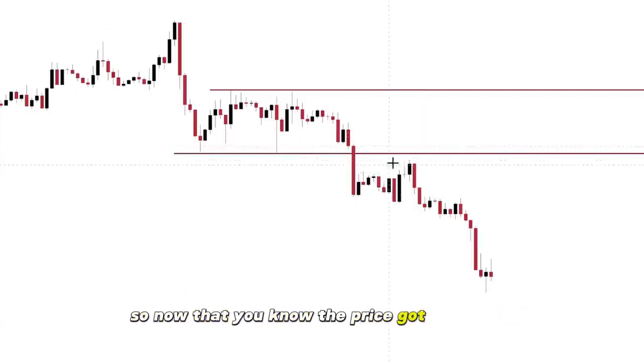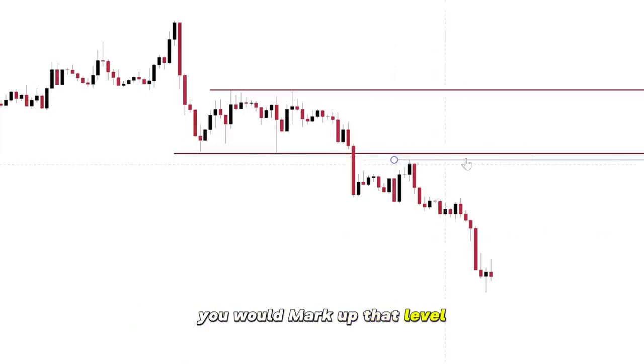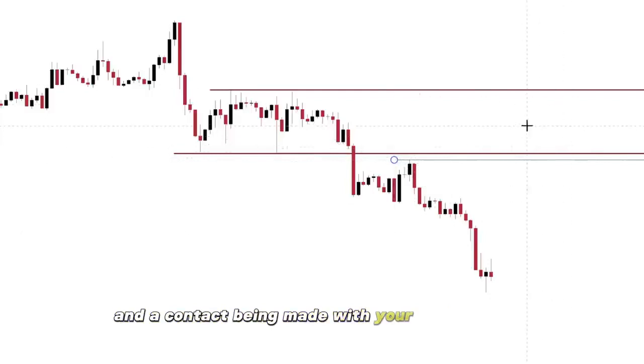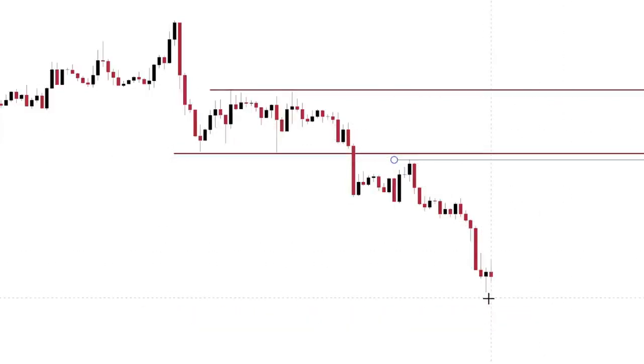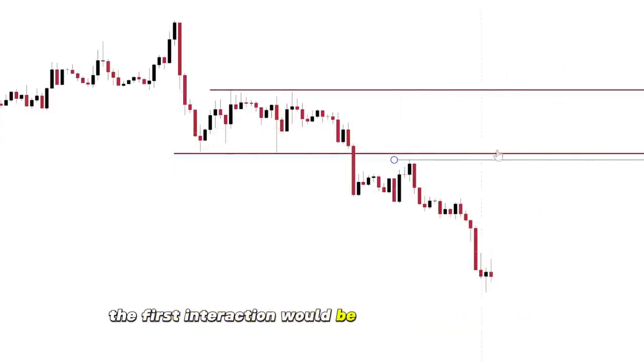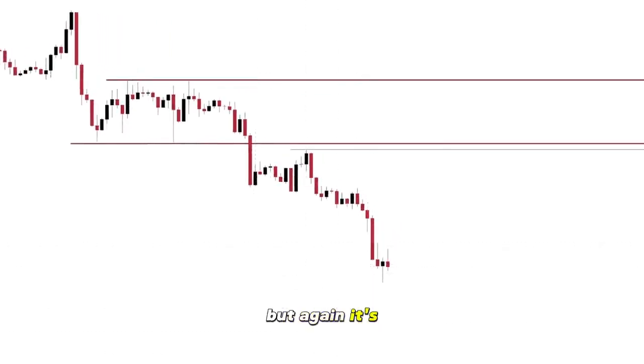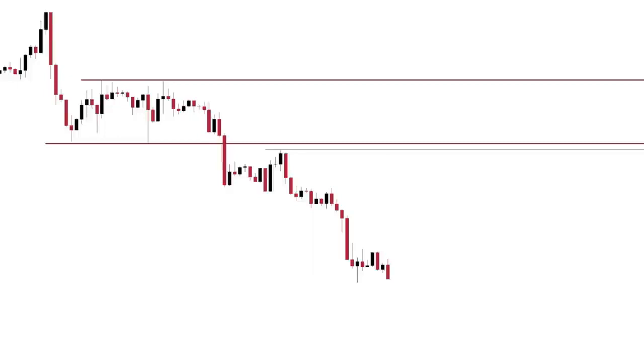So now that you know price got close to it, you would mark up that level, and you would anticipate this level to be taken and a contact being made with your base. So again, the first interaction would be your entry. And again, this is a lower quality setup as far as your ETM trading model goes. It's not the worst, but again, it's not ideal, right?